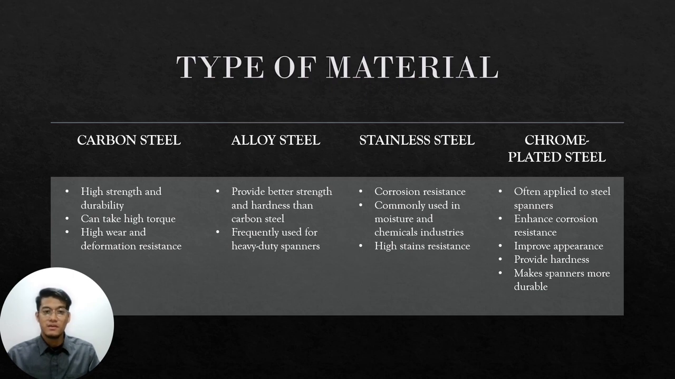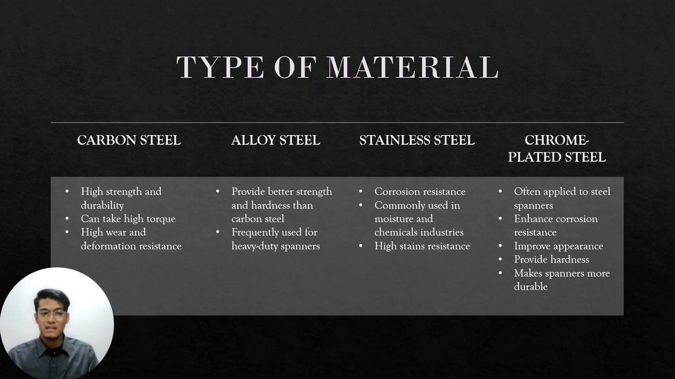These are some of the popular materials used for manufacturing spanners. First is carbon steel. Due to its high strength and durability, carbon steel is a popular material for spanners. It can take high torque and offers strong resistance to wear and deformation. Next is alloy steel. Alloy steel such as chromium vanadium steel provide better strength and hardness compared to carbon steels. They are frequently used for heavy-duty spanners that require extra strength.